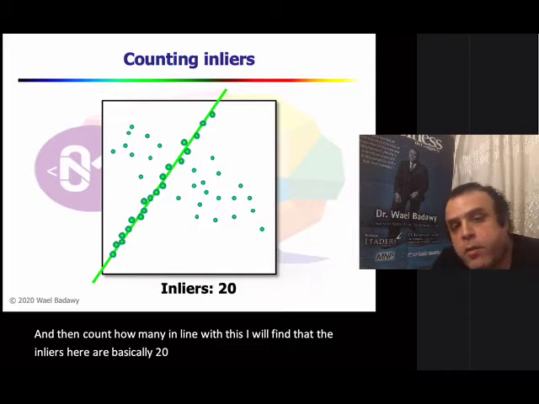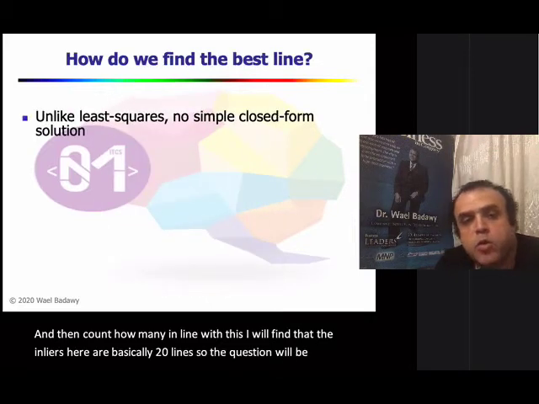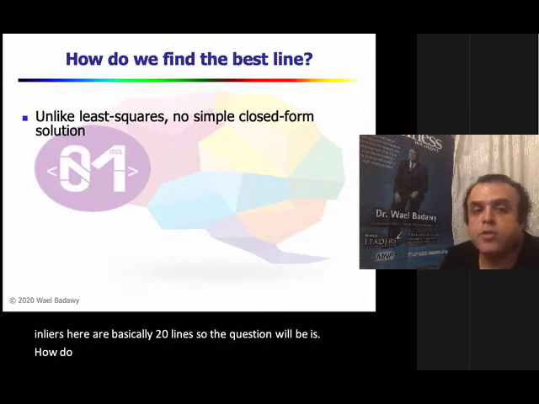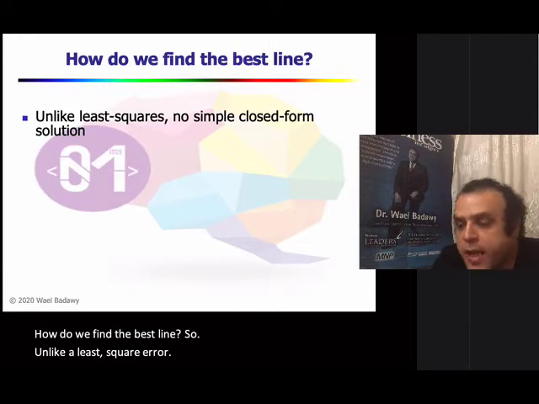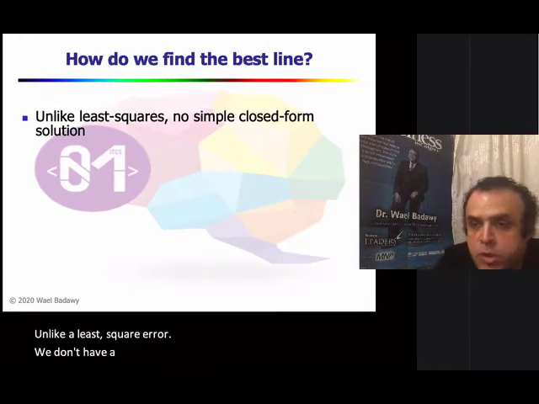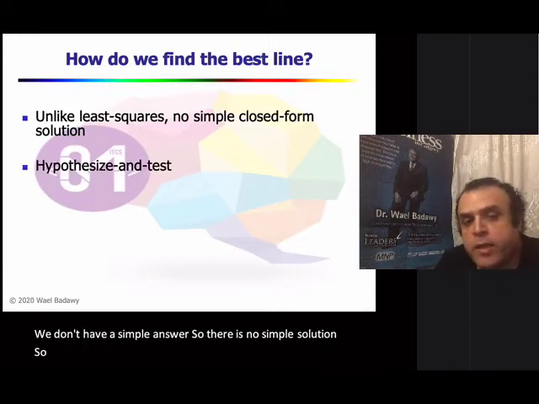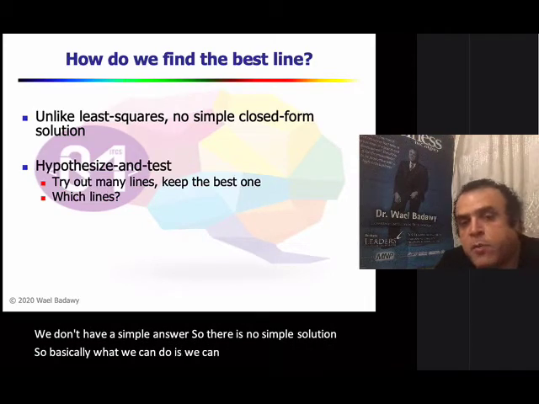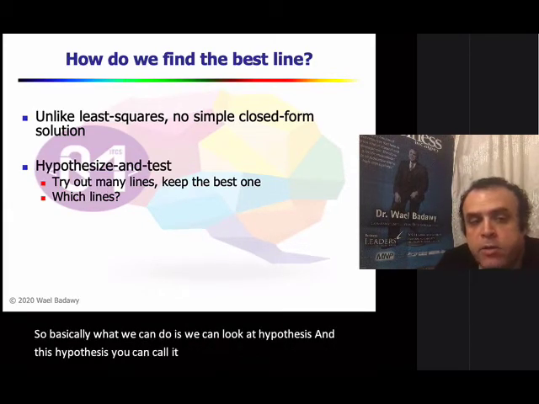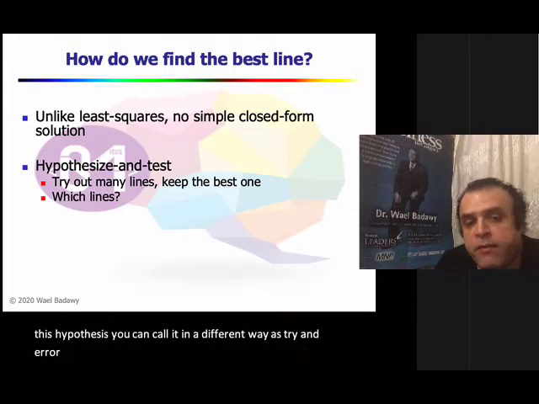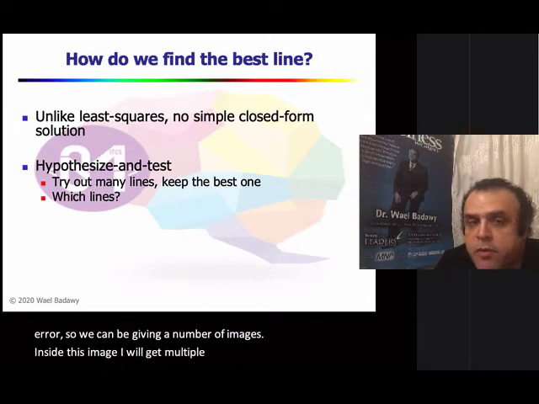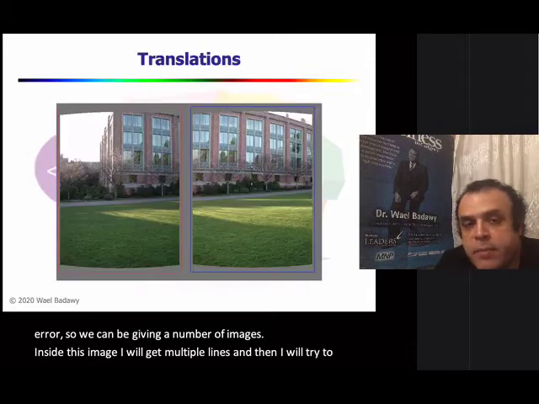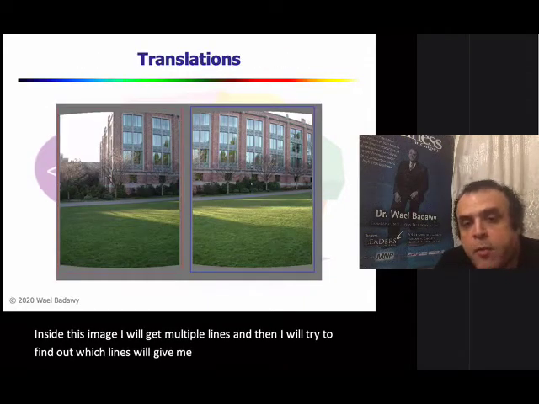So the question is, how do we find the best line? Unlike least square error, we don't have a simple answer. There is no simple solution. So basically what we can do is look at hypotheses, which you can also call trial and error. We can be given a number of images. Inside this image I will get multiple lines, and then I will try to find out which lines give me the best match. So here I'm looking for a translation.